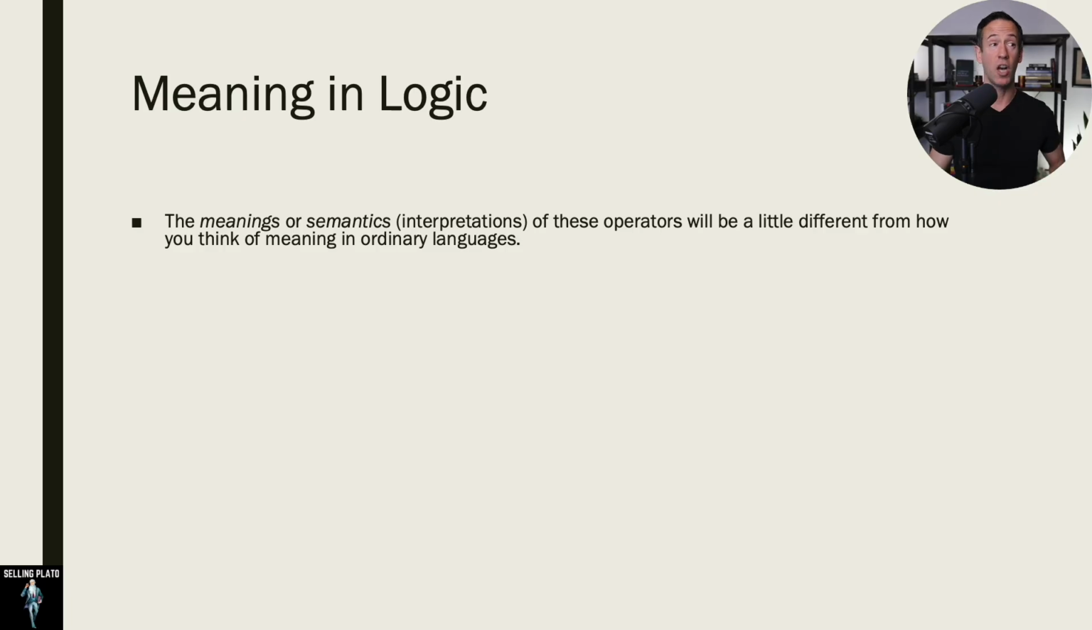All right. So we've talked about some rules in logic, just a couple of them. Now let's talk about the semantics or the meanings. So the meanings or the semantics, you can think of those as just interpretations. When you hear semantics, think of meaning, think of interpretation. The meanings of those operators are going to be a little different from how you think of meaning in ordinary languages. All right, so even the idea of meaning is going to have a different sense in propositional logic than it does in just ordinary language.